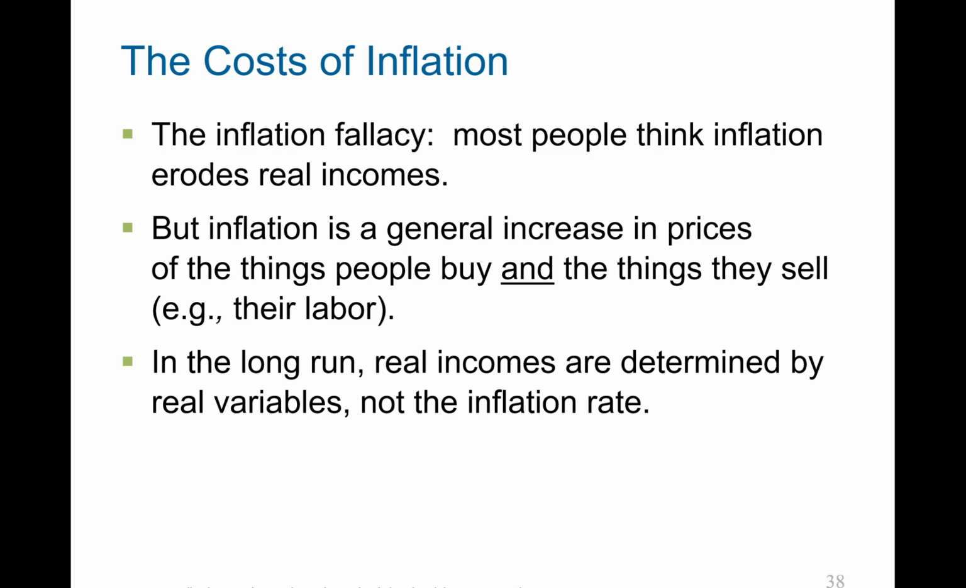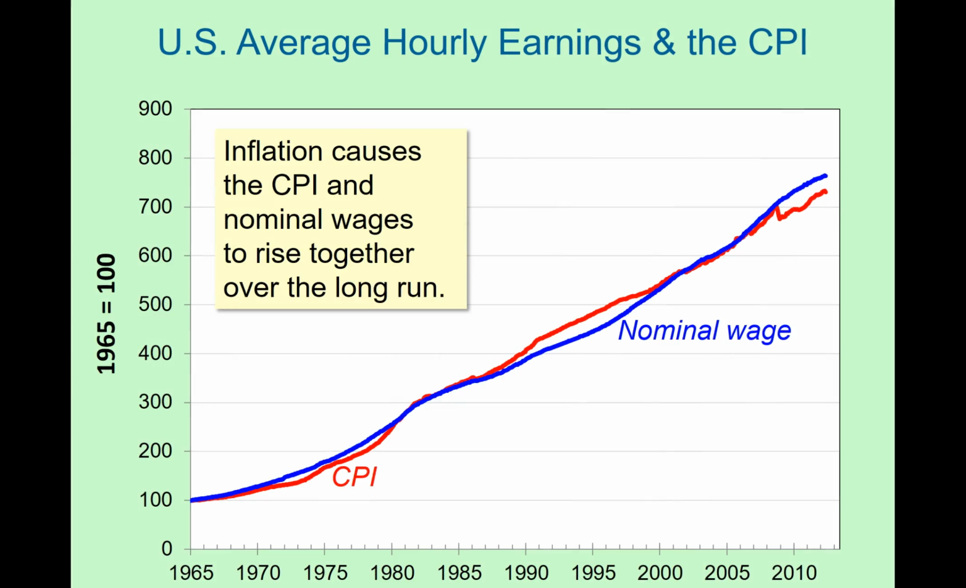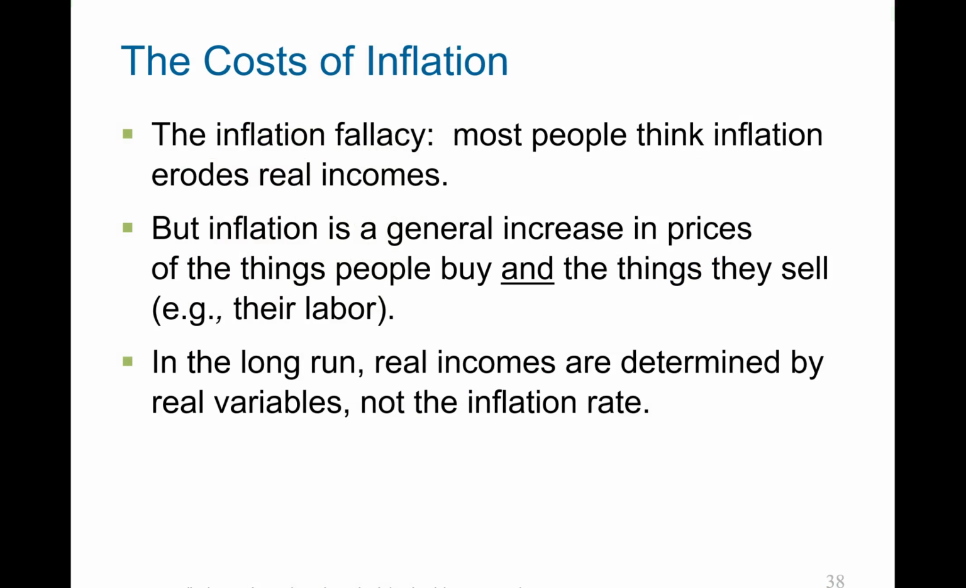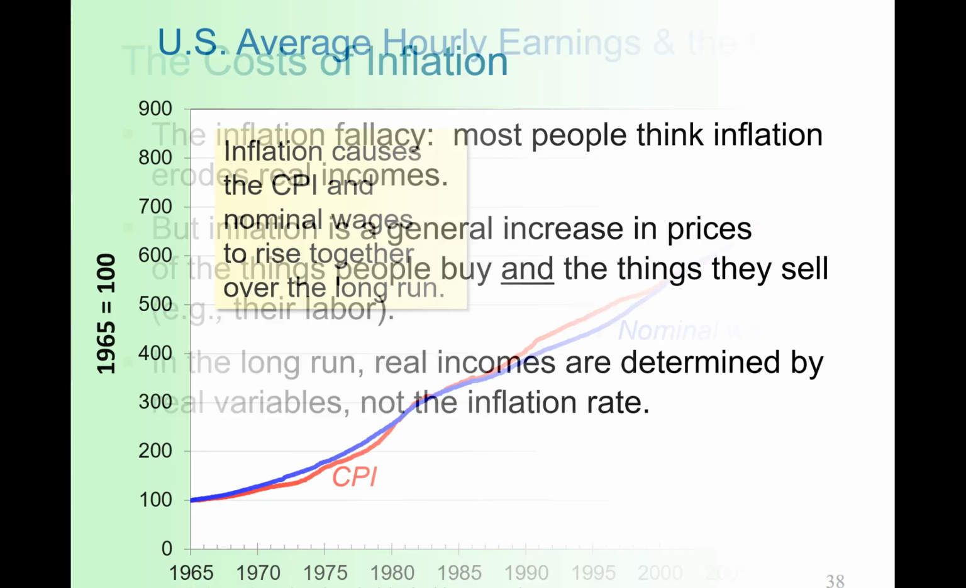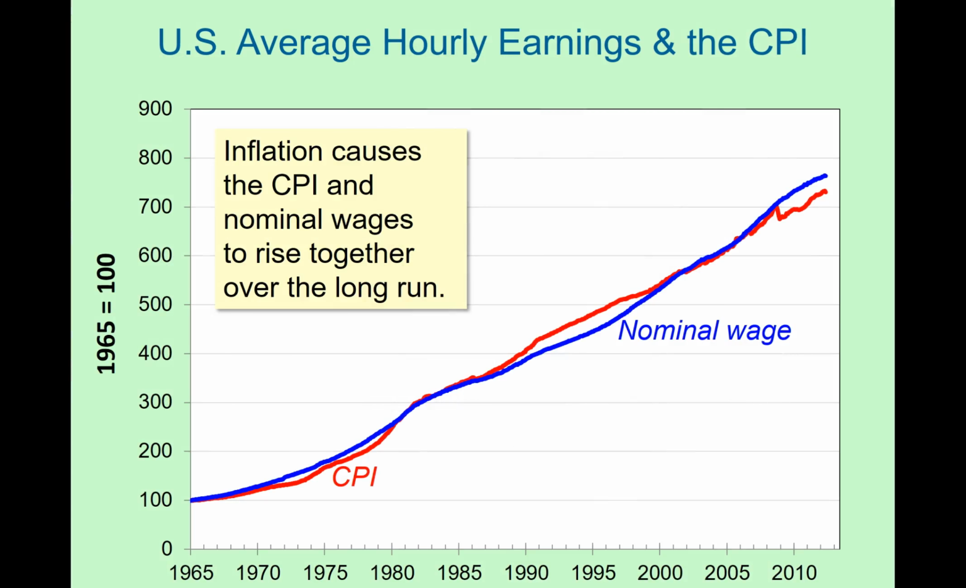So in the long run, real incomes are determined by real variables, not the inflation rate. And that's an important thing to keep in mind, because the inflation fallacy says that we're always going to be worse off in the long run because of inflation. It's going to erode our real income. But we have to remember that income is also one of the price increases that's affected. And so incomes generally rise in a similar fashion to the prices of things. So if we see here the nominal wage and the CPI, they rise together over the long run.